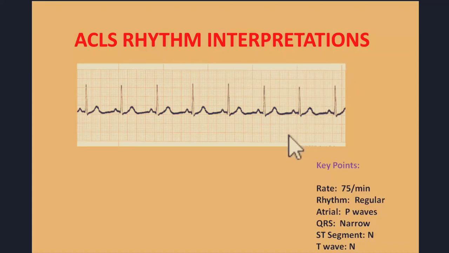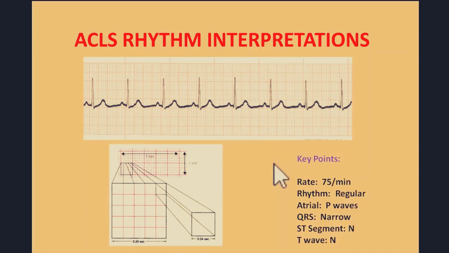Here is an example of how to determine the rate in an electrocardiogram rhythm strip. As I said, this represents 1 second, and each one of them is divided into 5 major segments, and then each major segment is divided into 5 smaller segments. So the smallest segment represents 0.04 second or 40 milliseconds. So this is equal to 1 second.